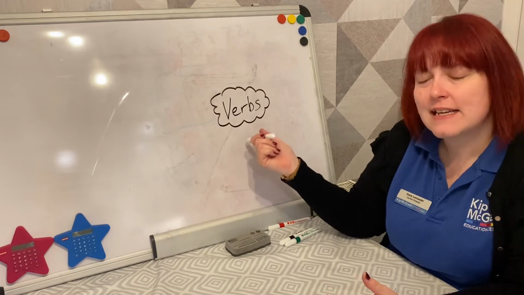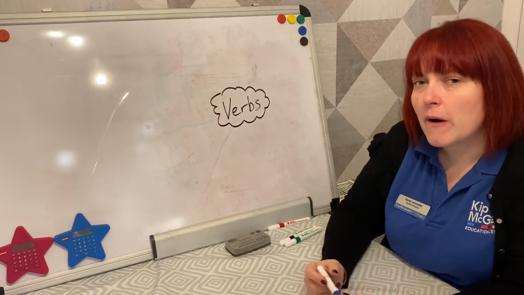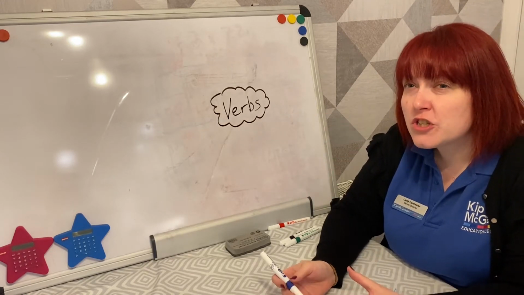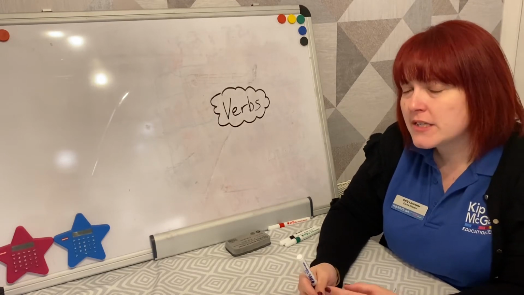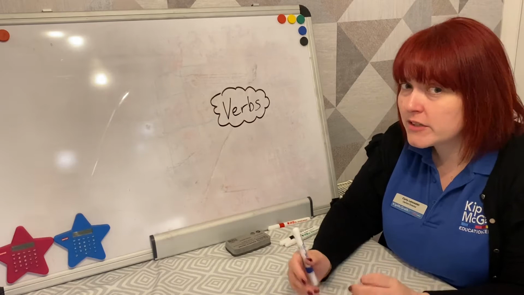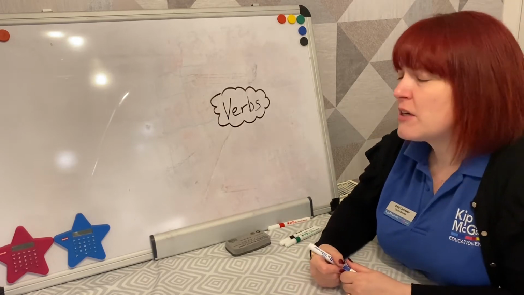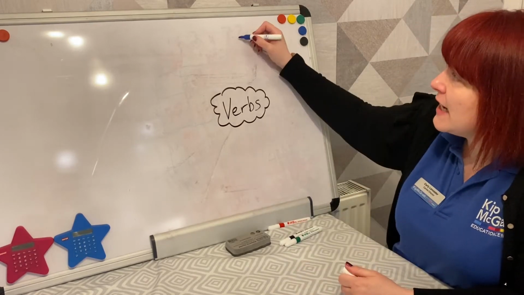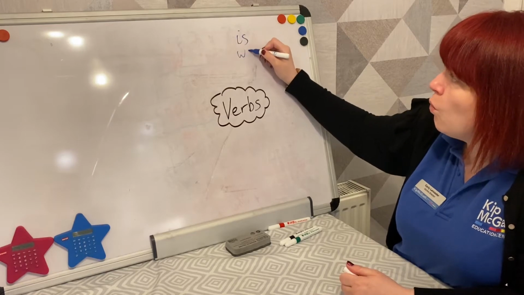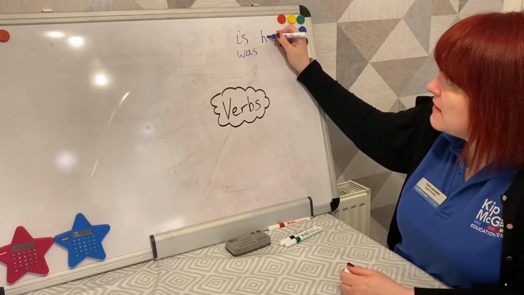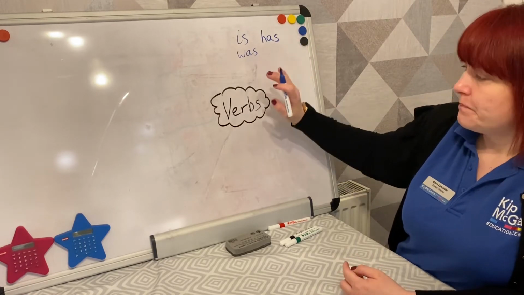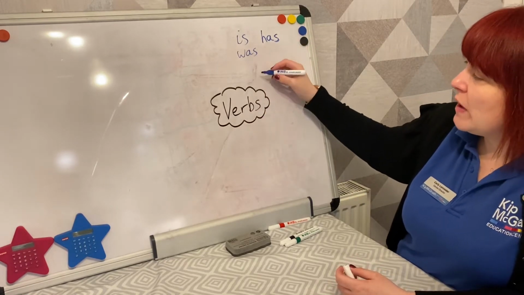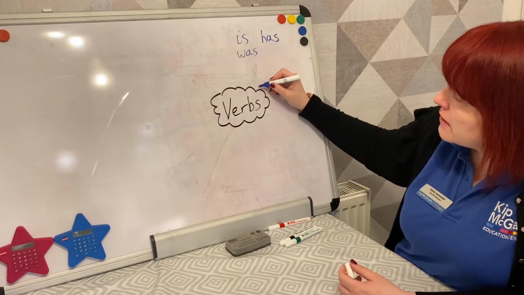Our verbs then, the next one is the one that is the doing word or the being word. Now kids are fine with remembering that it's a doing word. It's when it comes to being a being word that they really struggle with. And that's because verbs include things like is, was, has, okay? And that's where they struggle. So let's have a look at some of our verbs.